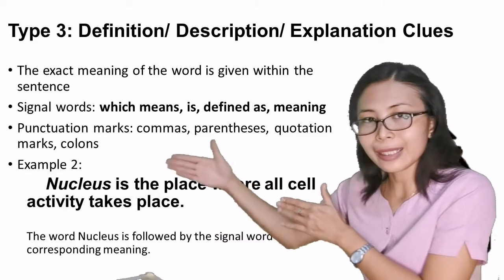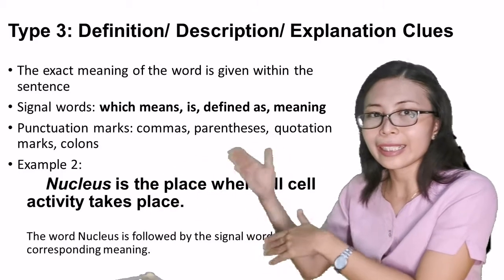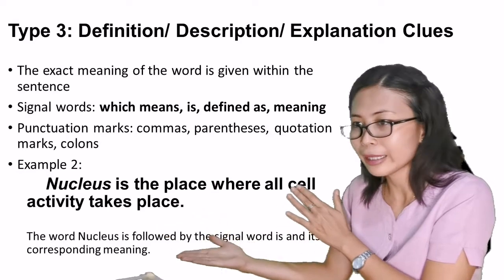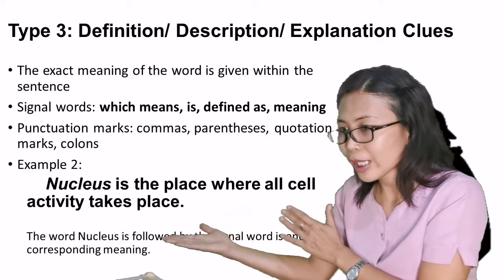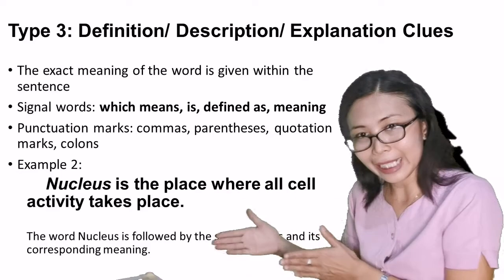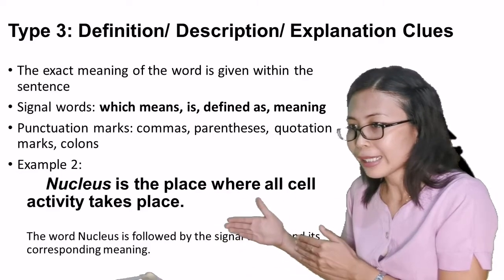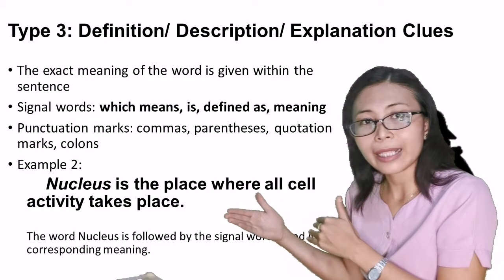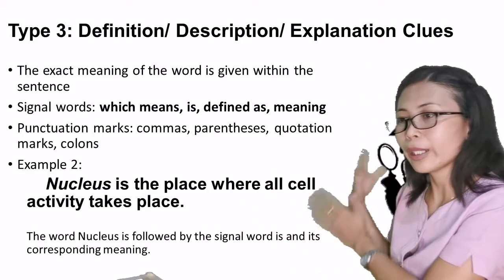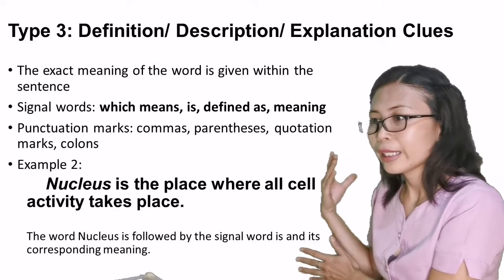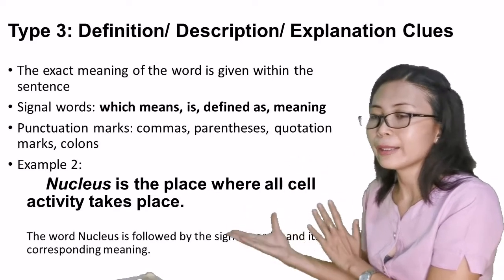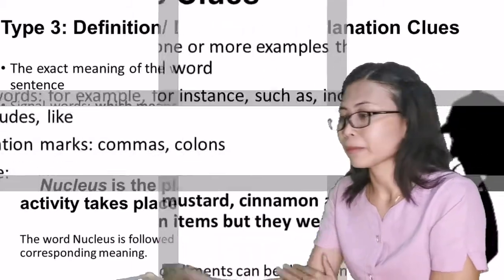So the sentence is indicating that we are defining what a nucleus is all about. And the word nucleus is followed by the signal word "is," and it is defined by the succeeding words: that it is a place where all cell activity takes place.